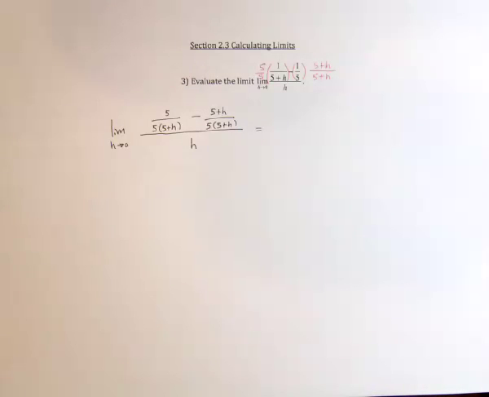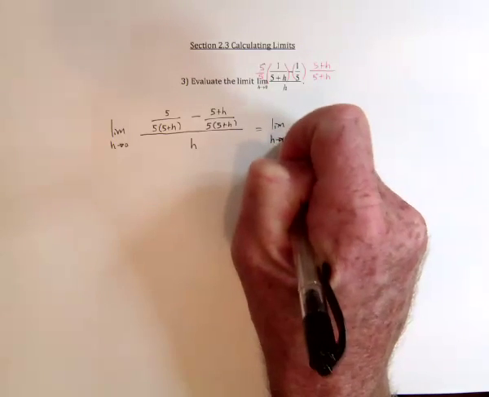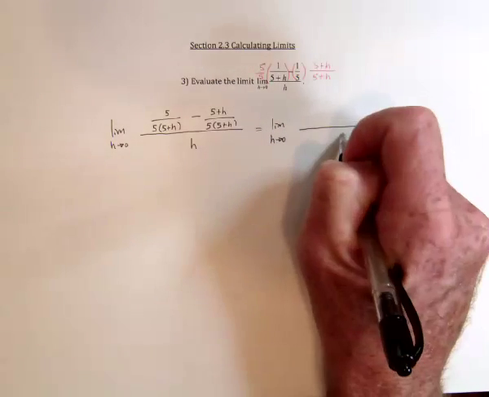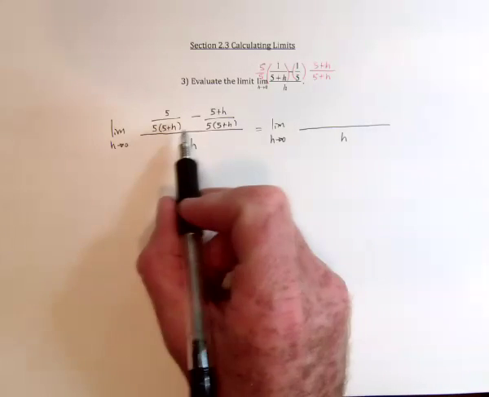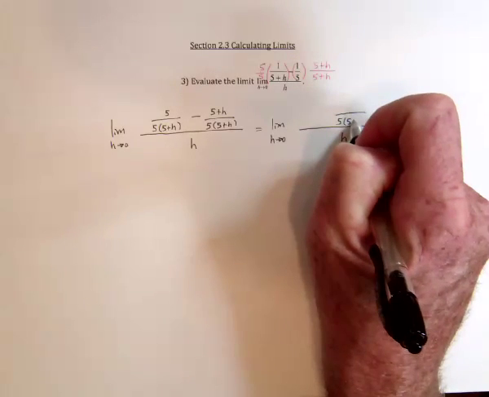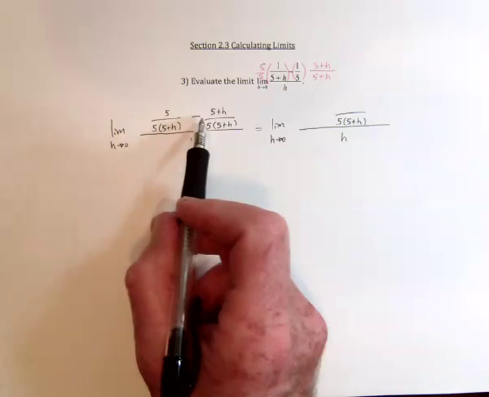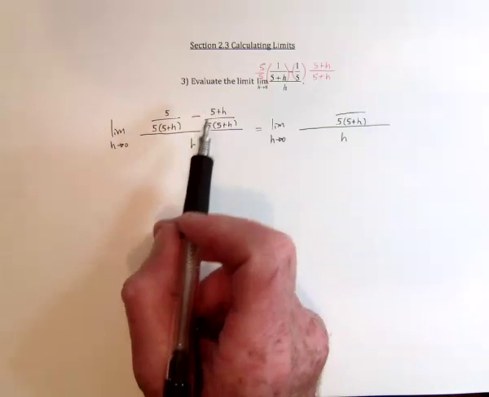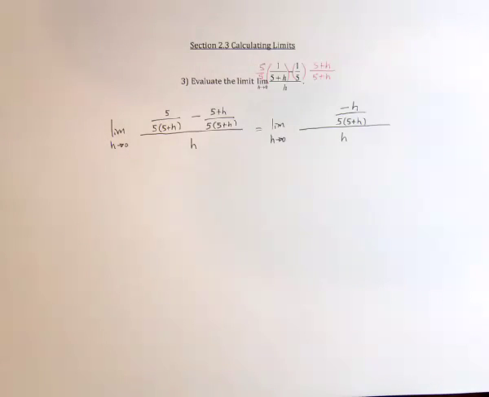And now combine them. So you've got the limit as h goes to 0, a big fraction with an h in the denominator, and then combine these two so that they've got a common denominator of 5 times 5 plus h. And then the numerator is going to be a 5 minus 5, they cancel, and then a negative applied to h. And now we've got what's called a compound or a complex fraction.